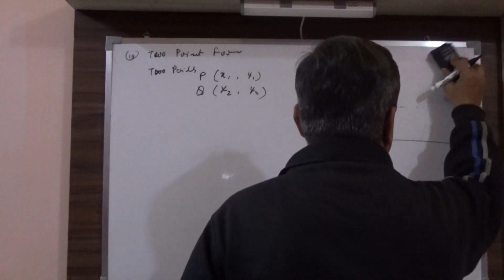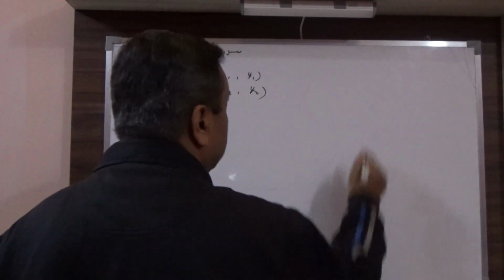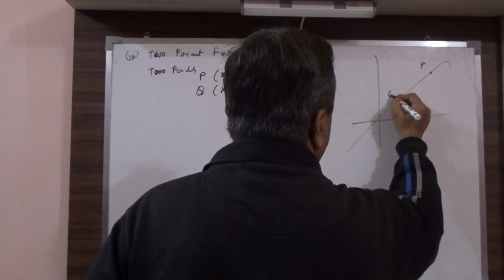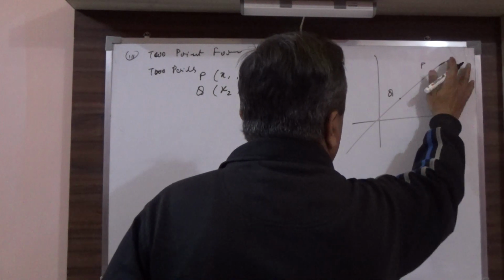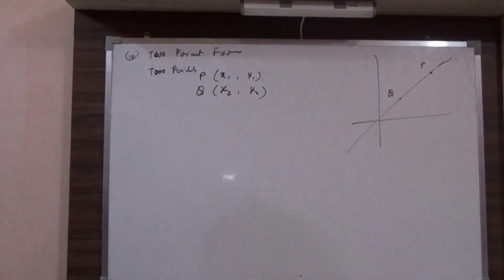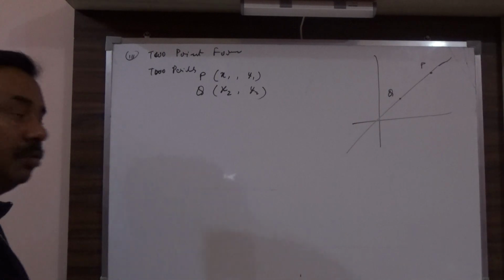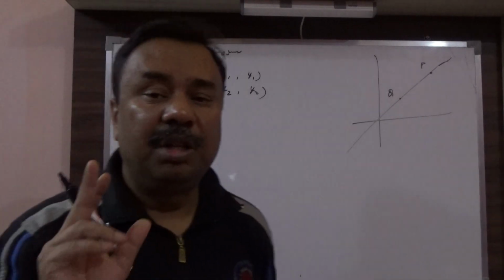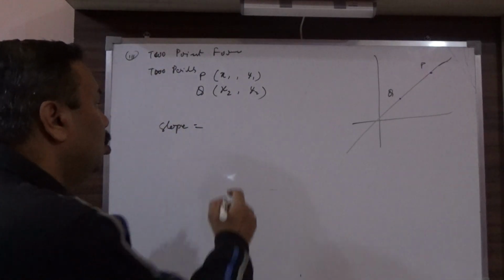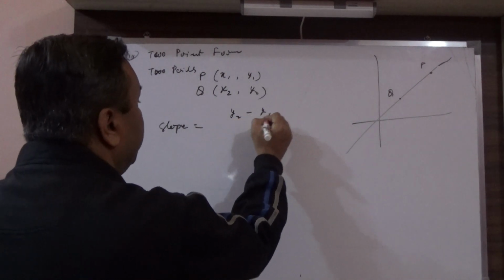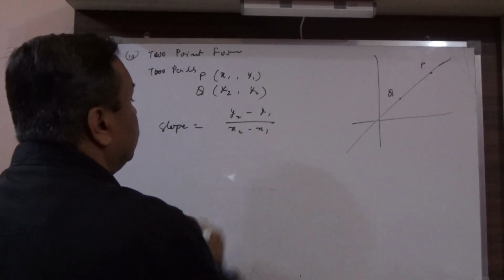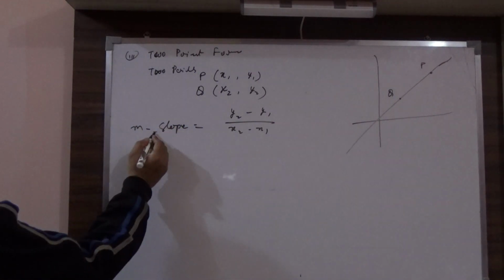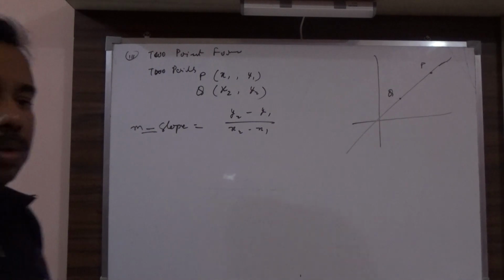Very simple. This is your P and this is Q. Okay. Now you know the coordinates of P and Q. So what will be slope? The slope is not given to you, but the coordinates are given, so you can find out the slope. So slope will be y2 minus y1 divided by x2 minus x1. Okay, m, the slope.